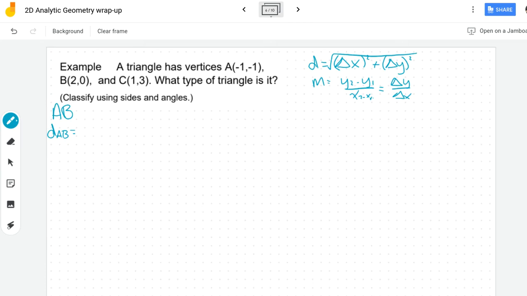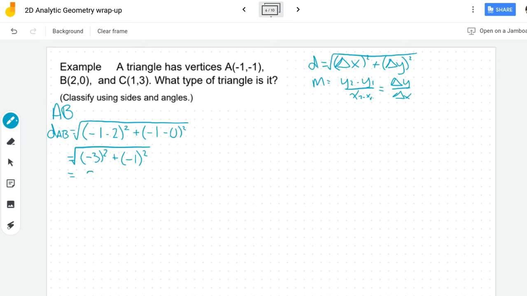Okay, so the distance of AB, either one can be considered x1 and y1 or x2 and y2. I generally tend to start with any that are negative, put them at the front, then you have less negatives to worry about. So the change in x from A to B is -1 minus 2 squared. And then the change in y would be -1 minus 0. Square that and square root. -1 minus 2 is -3. And -1 minus 0 is -1.